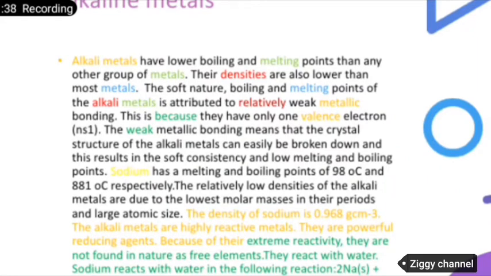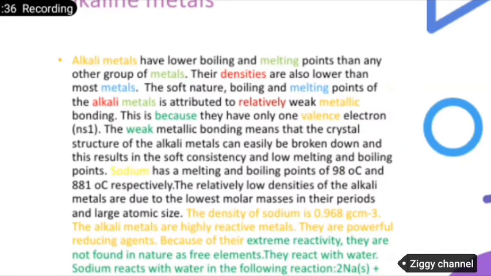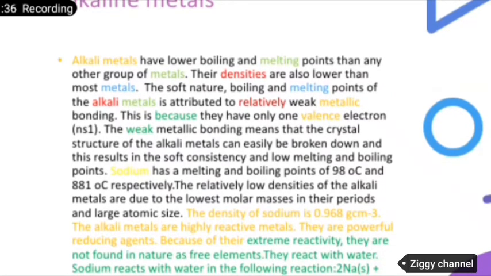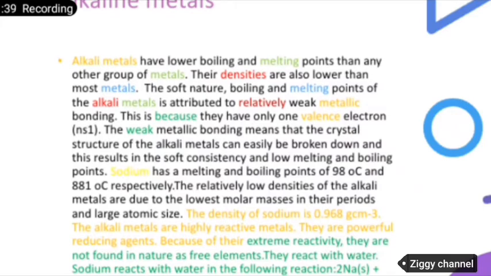Alkali metals have lower boiling and melting points than any other group of metals. Their densities are also lower than most metals. The soft nature, boiling and melting points of the alkali metals are attributed to relatively weak metallic bonding. This is because they have only one valence electron, ns1. The weak metallic bonding means that the crystal structure of the alkali metals can easily be broken down, and this results in the soft consistency and low melting and boiling points.